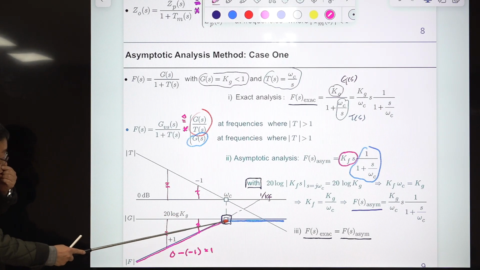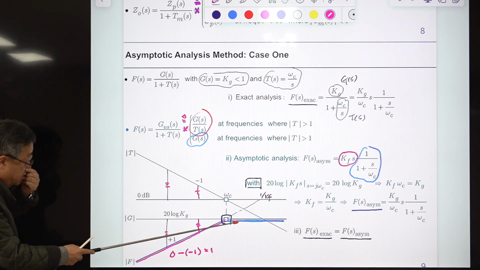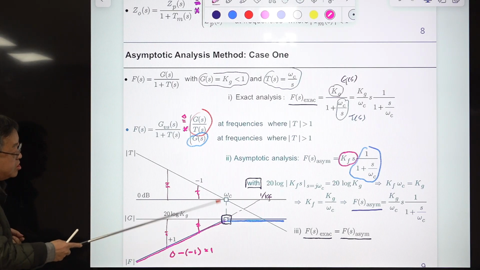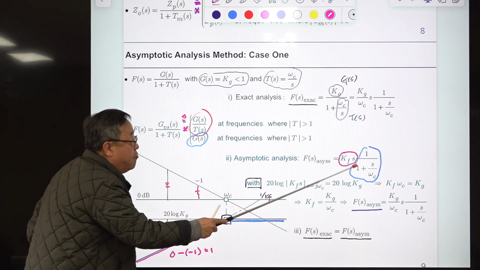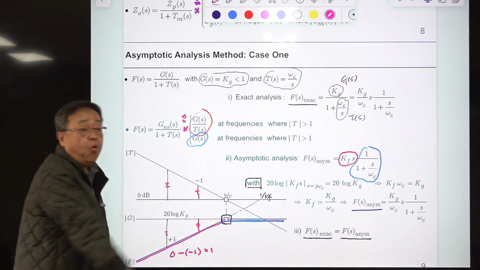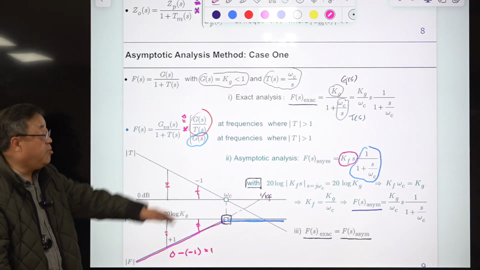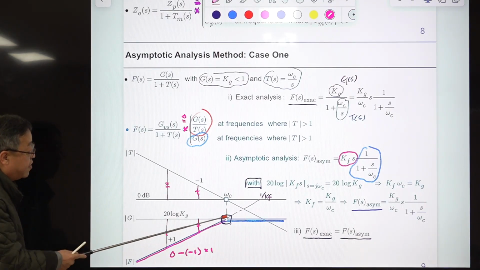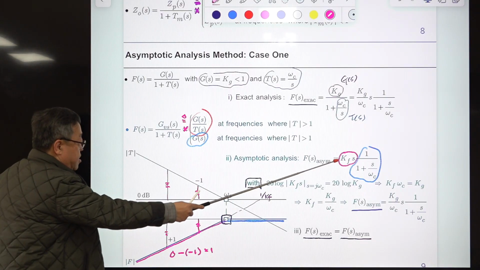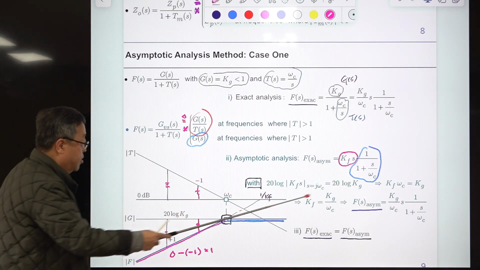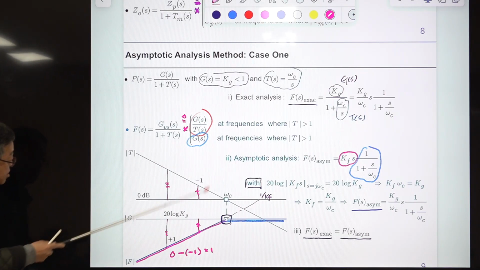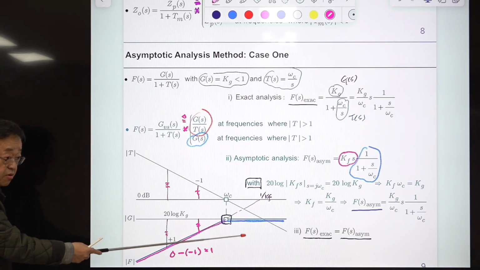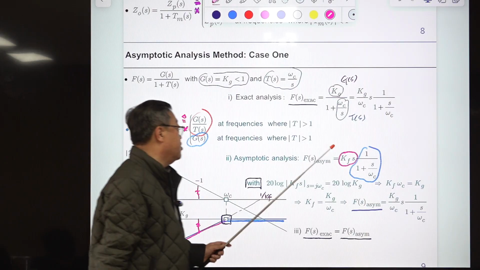And this part is, this is what? This is the pole, right? Pole is located at this frequency. So 1 divided by 1 plus S divided by omega. This is the pole. So this is a multiplication of this part and this part. So this part is coming from this, and this part is coming from this, and this is coming from this. Then you have expression here.